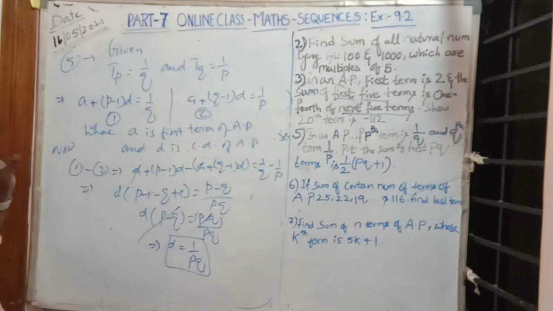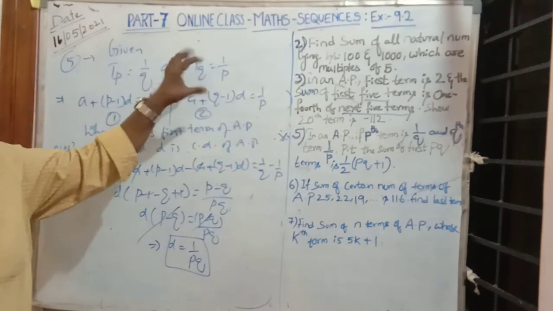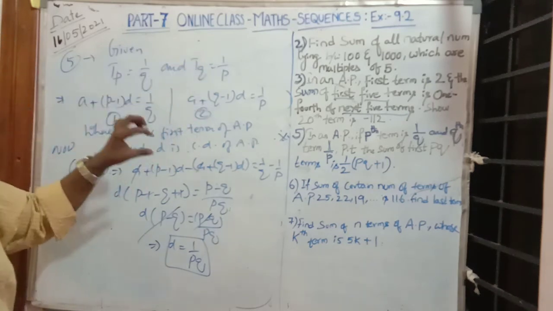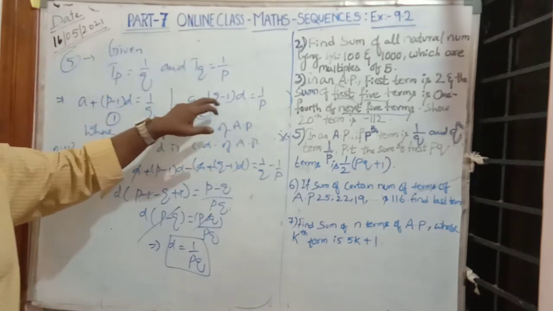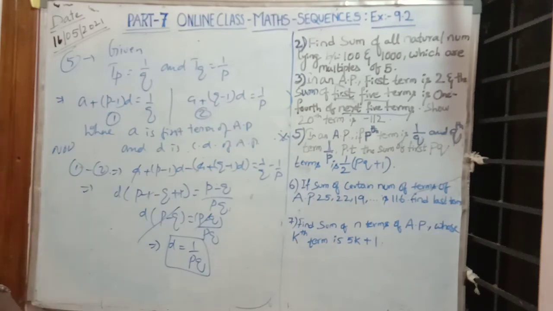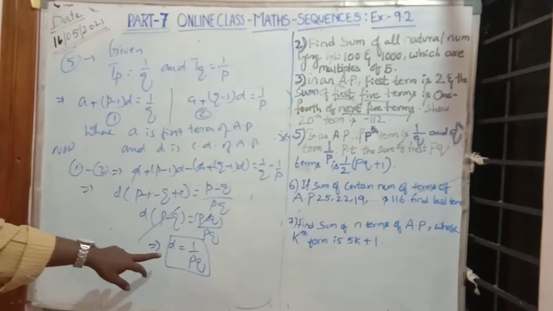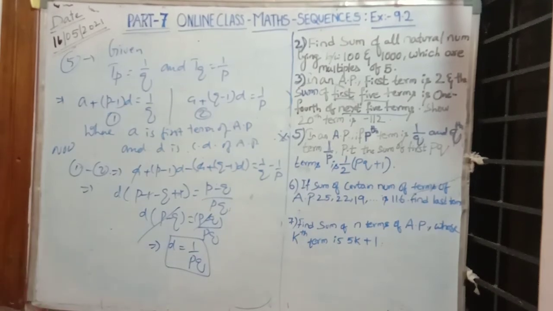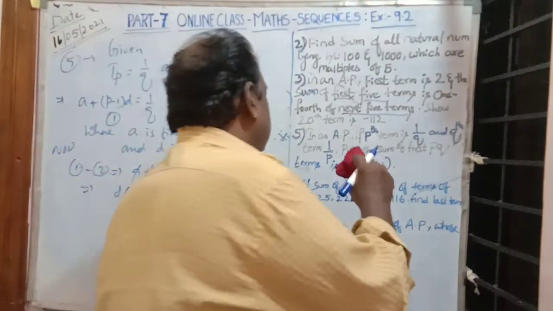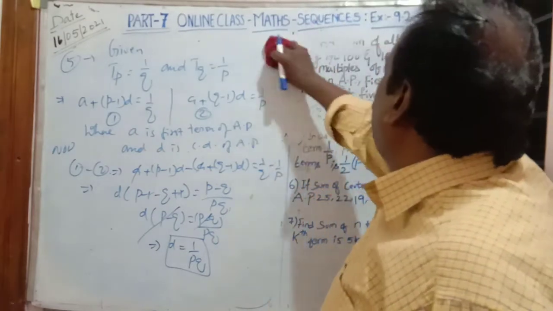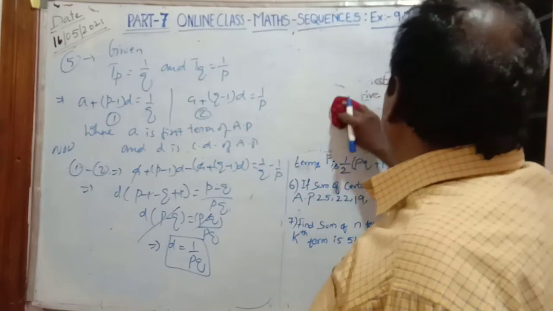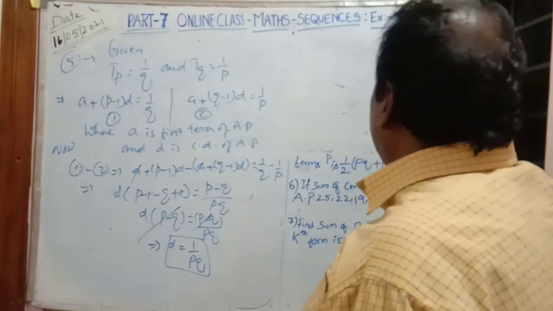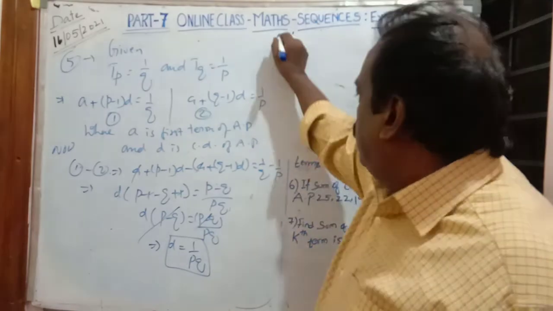Is it clear? We are given the pth term is 1 by q and the qth term is 1 by p. By using that, pth term means a plus (p minus 1)d, qth term means a plus (q minus 1) into d, where a is the first term, d is the common difference. So we find the d value. I will erase this one because the place is not there, so for that purpose I am writing here.